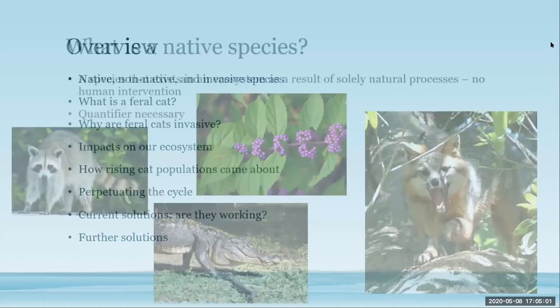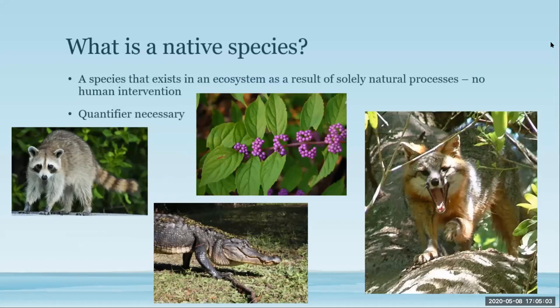So what exactly is a native species? A native species is one that exists in an ecosystem as a result of solely natural processes. What exactly does that mean? So there was no human intervention involved in their presence in this ecosystem. So they were here before humans had a chance to do something to affect their prevalence or lack thereof.